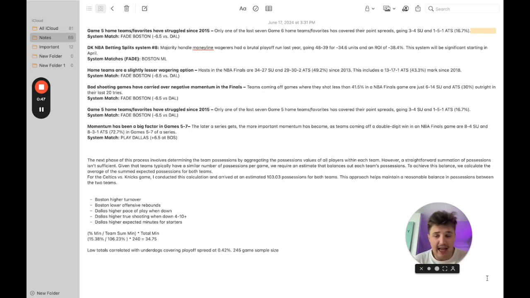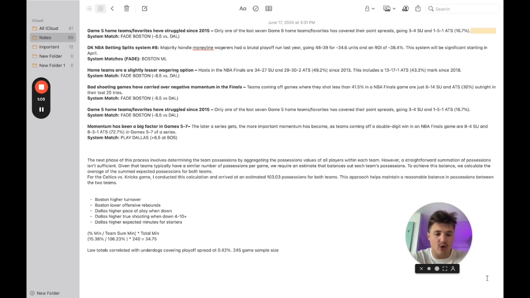Your free pick today is an alternate line in Game 5 of the NBA Finals, and it is the Mavericks plus 8.5 alternate spread. You can get it at MGM, DraftKings, or FanDuel. It's going to be a little juiced, at minus 140, minus 145.